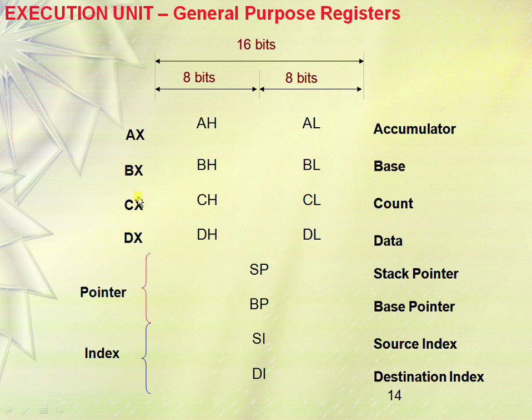Now all these registers can be accessed with 16-bit names like AX, BX, CX and DX, or with their 8-bit names like AH, AL, BH, BL, CH, CL and DH, DL. H indicates the higher byte and L indicates the lower byte. Apart from these registers, it also contains pointer as well as index registers. Now we'll see what these pointer and index registers are.